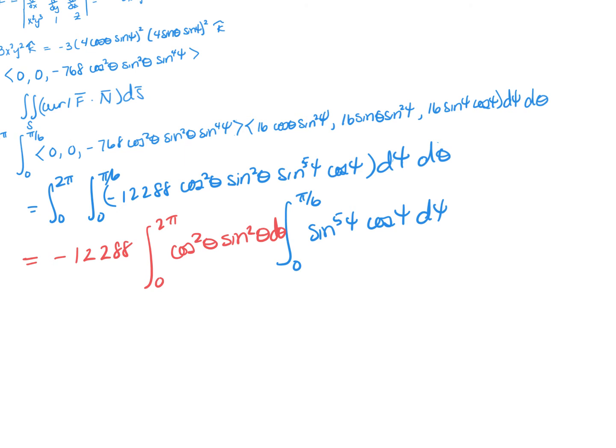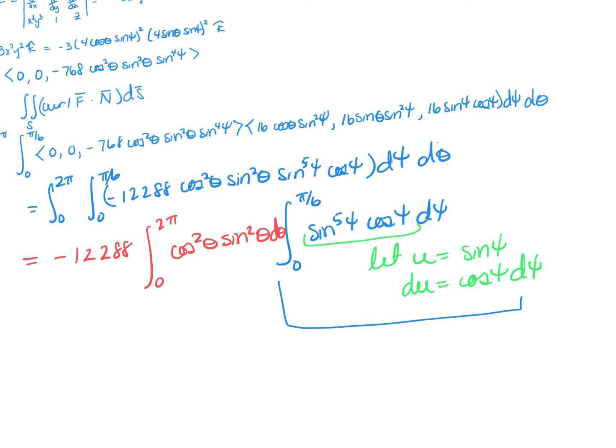Now, this we can do a u substitution if we wanted to. We could say let u equal the sine of phi, and du is equal to the cosine of phi d phi. It's totally fine to do that. If you do that, make sure you change your limits of integration. If you don't change the limits of integration, that's okay. We know that this part ends up becoming the sine raised to the 6th of phi divided by 6, evaluated from 0 to pi over 6.